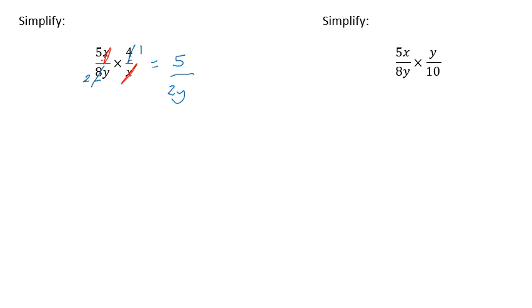Have a go at this question now. Okay, so with this question, 5 and 10 cancel. So 5 goes to 1 and 10 goes to 2. This y and this y cancel. And so we are left with 1x on our numerator, and on our denominator we do 8 times 2, which is 16. And that's our final answer in its simplest form.